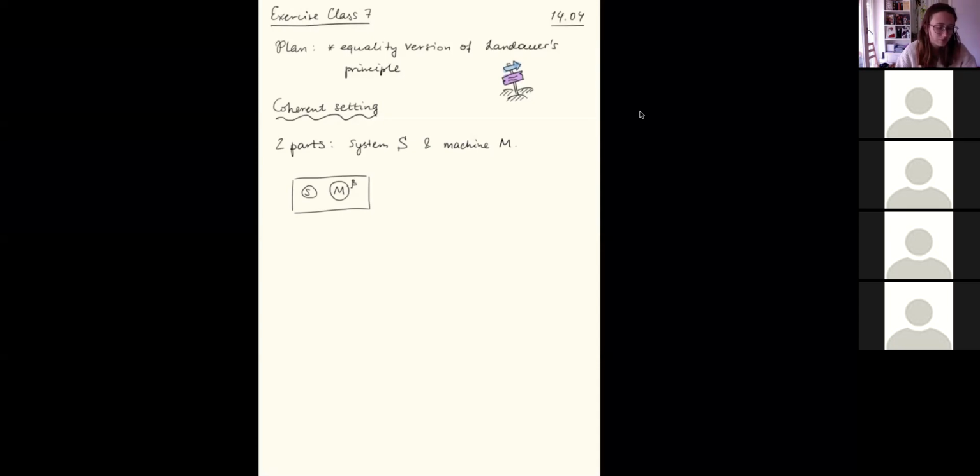Initially the machine is in a thermal state of this temperature. Our idea is to see how we connect the change of the energy of the machine and the change of the entropy of the system. Exactly, what is the difference? Okay, so let us start with some preliminaries.